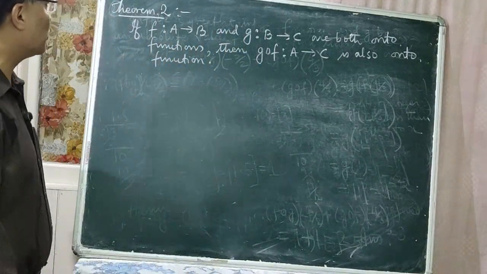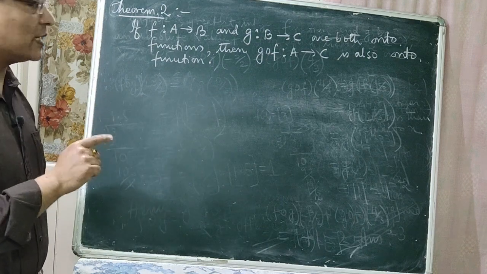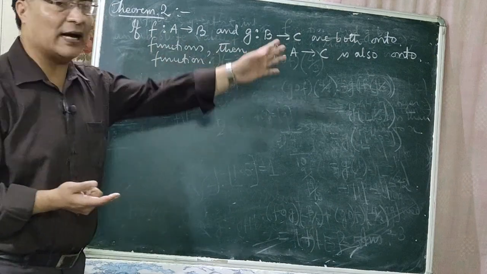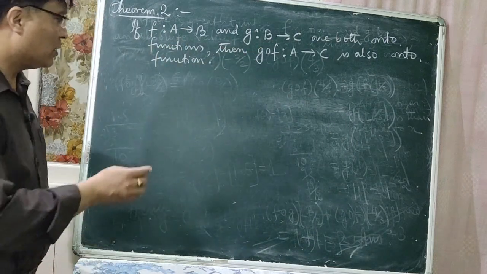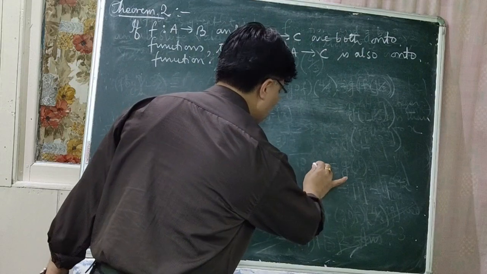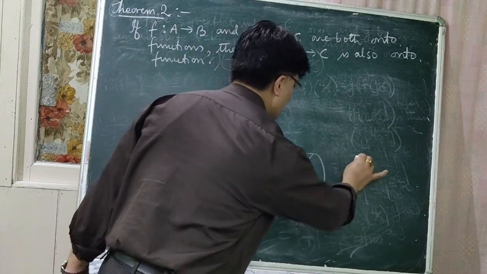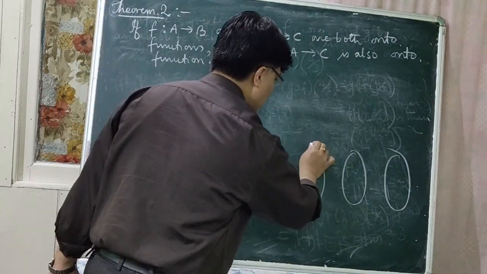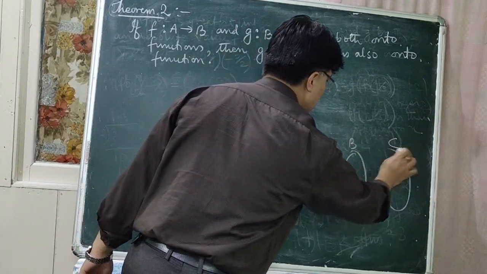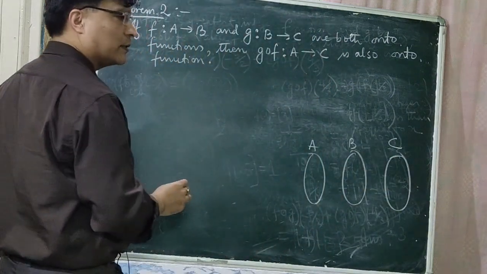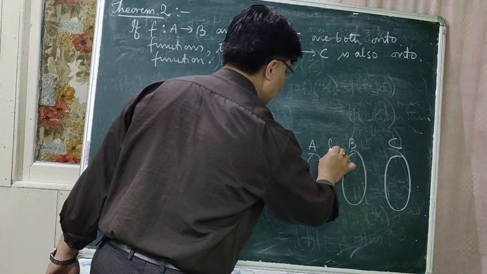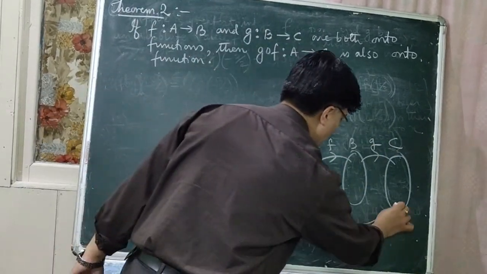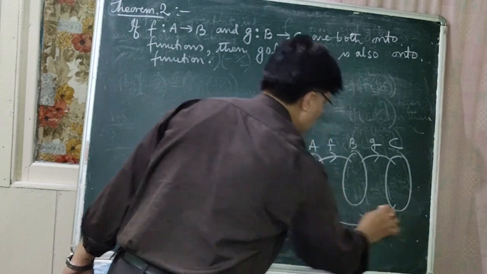In this case, you have to prove that gof such that A to C is also an onto function if both these functions f and g are onto functions. Okay, so you can draw the diagram also here. Suppose this is set A, this is set B, and this is set C. This is your f, this is your g, and this is your gof.